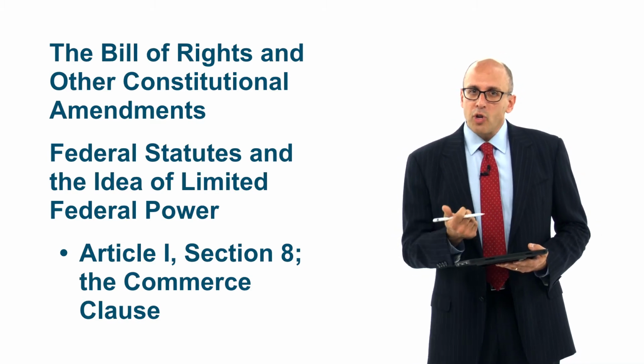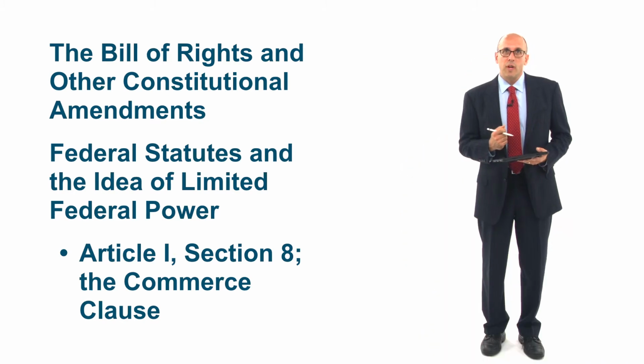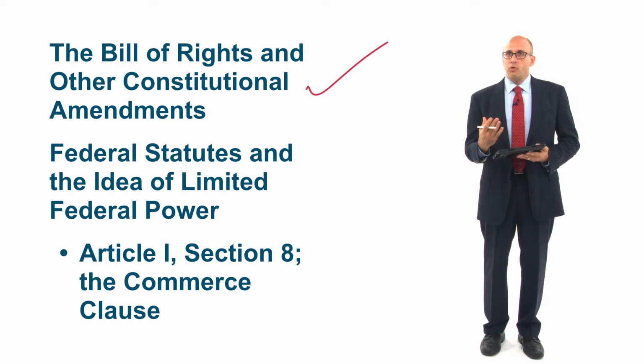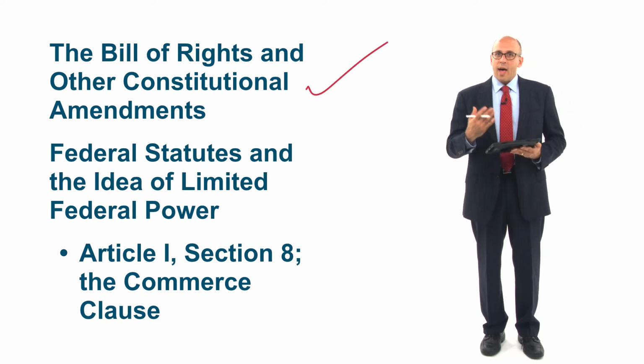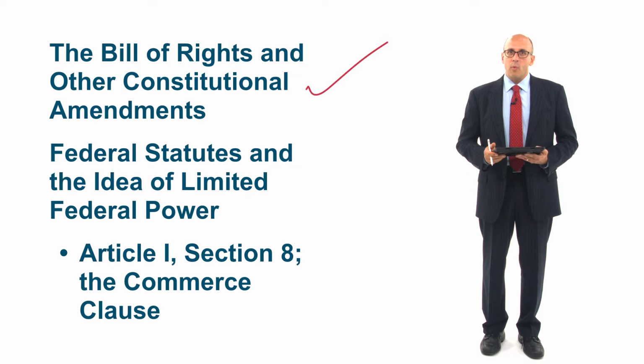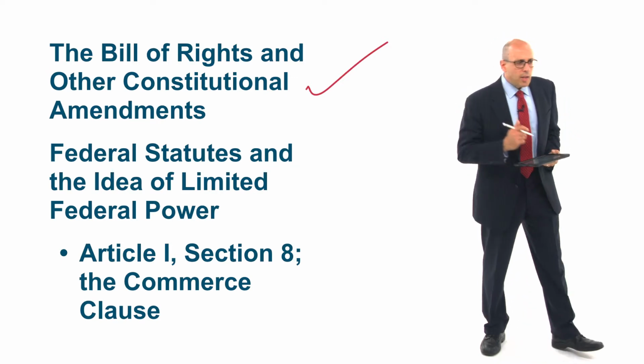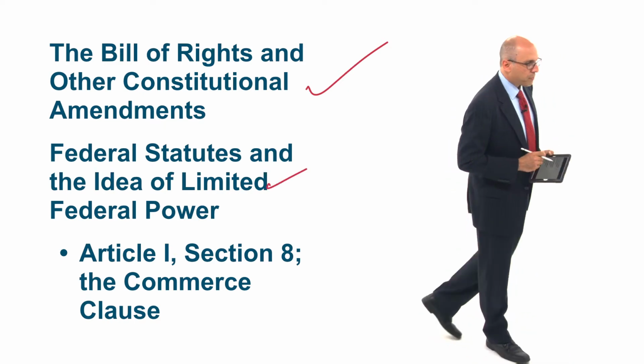So we've so far talked about the Constitution, which clearly is federal law. Now we're talking about the Bill of Rights and all the other constitutional amendments which operate as law that governs everyone in the country in the same way that the Constitution does. Now let's turn to federal statutes.